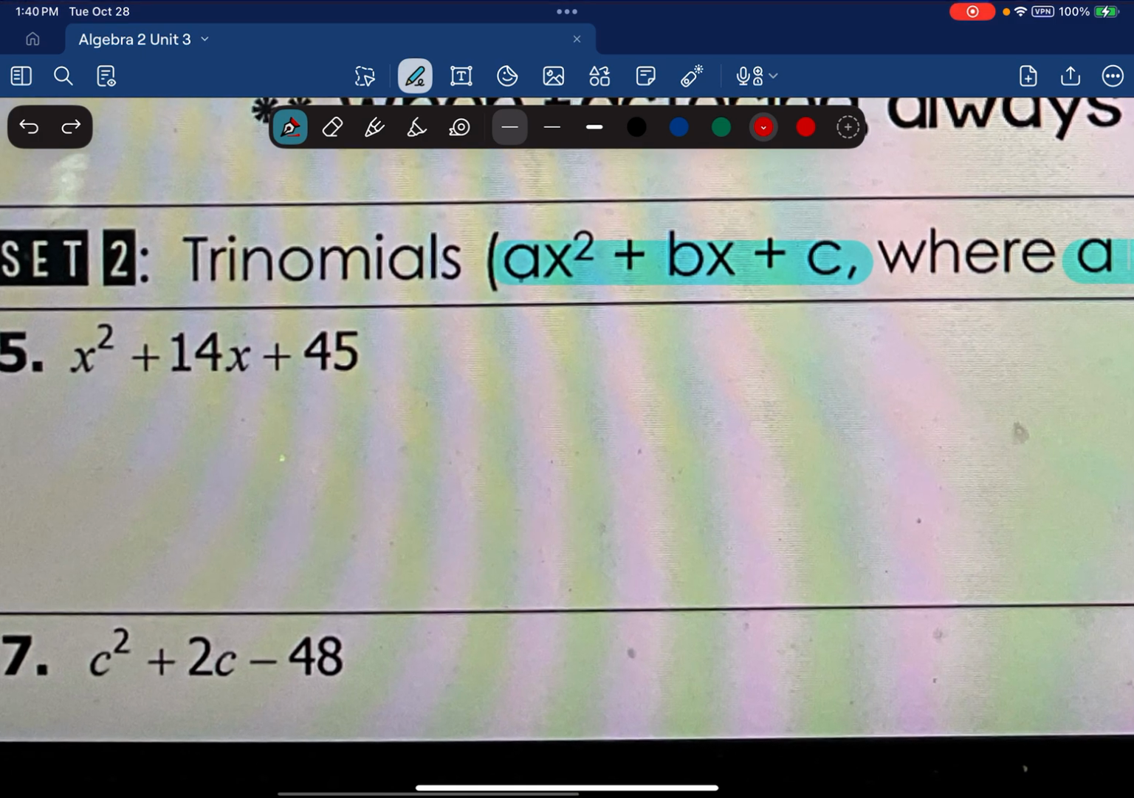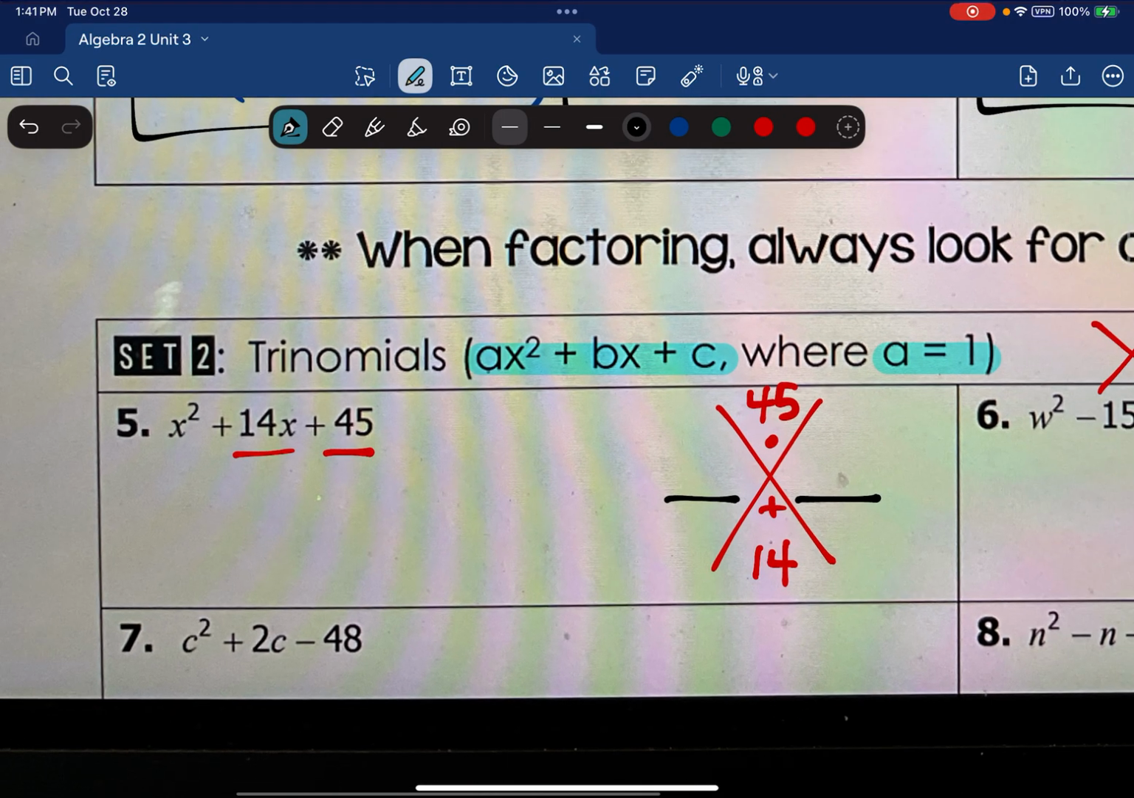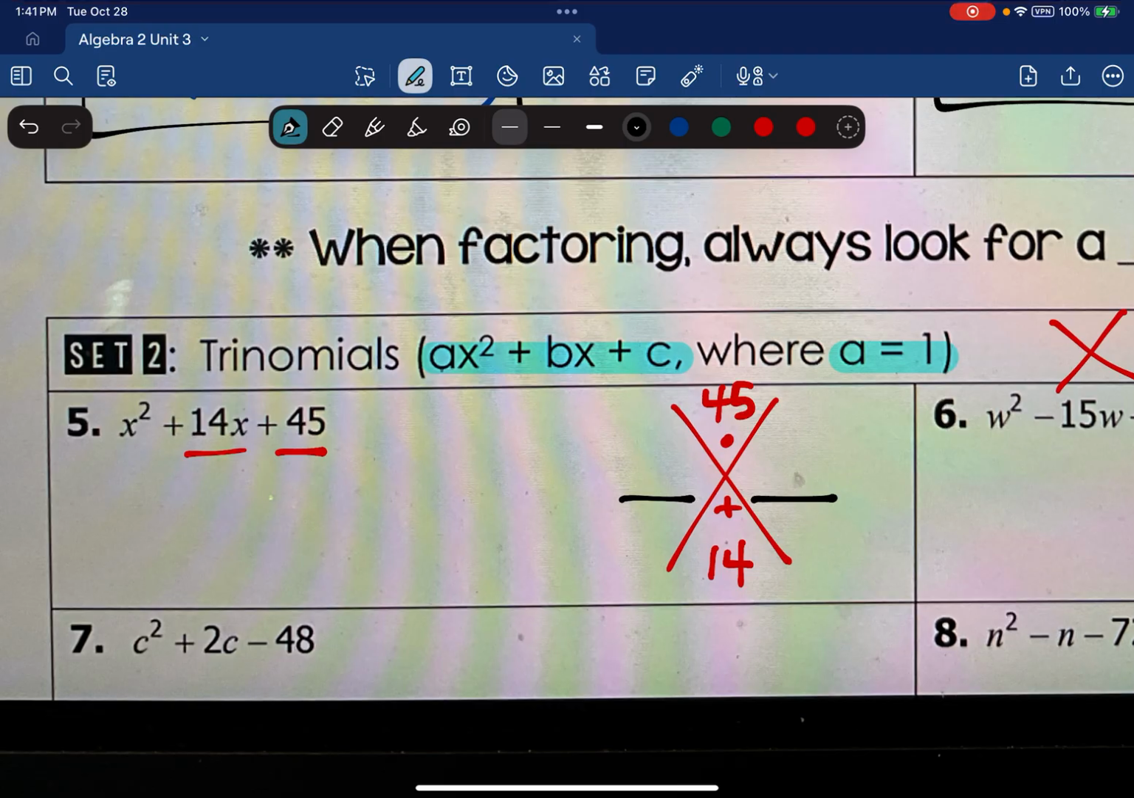So what we're going to do is something called the x method, where we put in the top of the x, what are 2 numbers that multiply to be 45? So I put a multiply dot and the number 45. In the bottom, I'm going to do a plus dot, and I'm going to put the number that b is. So we're looking for 2 numbers that multiply to be 45, but add to be 14. Now, if you don't know those factors, that's okay. We're going to figure it out.